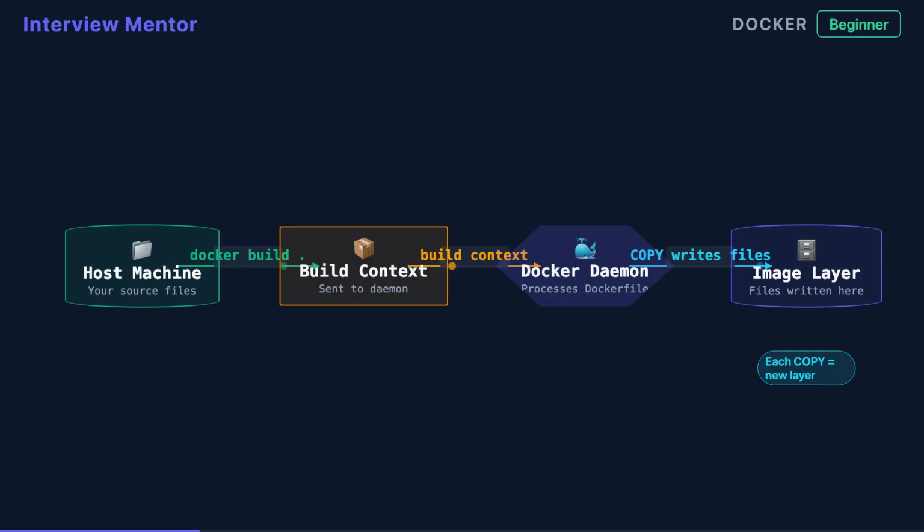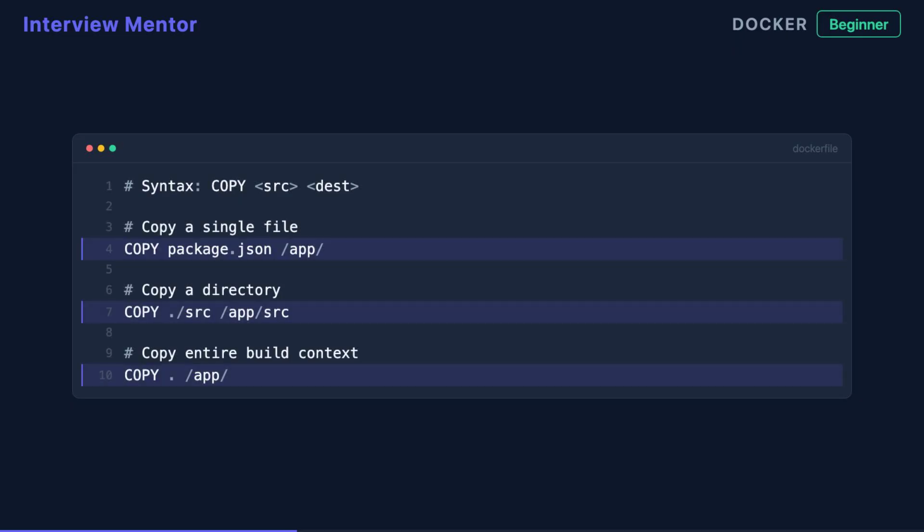Every time Docker executes a COPY instruction, it creates a new read-only layer in the image. More COPY calls mean more layers, which means larger images. The syntax is straightforward: COPY source destination. Both paths are relative. The source is relative to the build context, and the destination is a path inside the container. For example, COPY ./chef /app copies the /chef folder from your project into /app in the container.